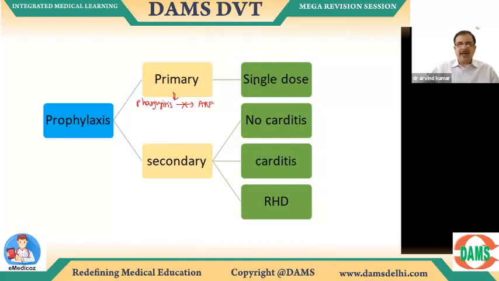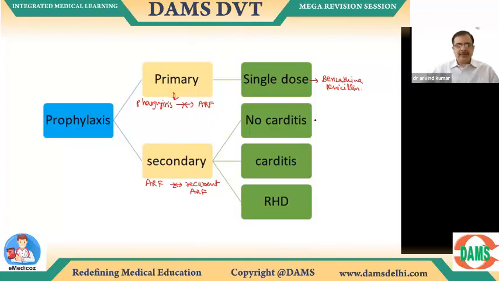So we will give a single dose of benzathine penicillin, single dose for primary prophylaxis. If the patient is allergic to penicillin, then we can give azithromycin. While secondary prophylaxis is when the patient has already been diagnosed with acute rheumatic fever, we have to prevent the recurrent attack, repeat episode of rheumatic fever, because the more the number of episodes of rheumatic fever, the more will be the chances of rheumatic heart disease with subsequent complications.